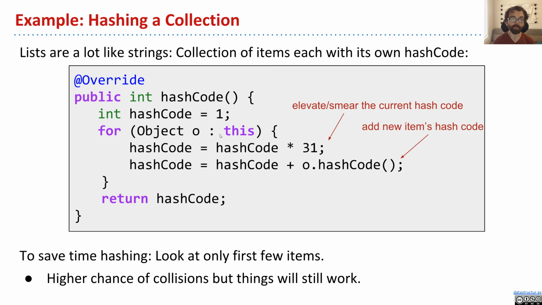Well, what we could do in order to compute the hash code of that entire collection is we could iterate through each object in the collection, and then we could take the existing hash code, multiply it by 31, basically elevating it or smearing it or just bringing it up to the next power, and then adding the new item's hash code. And so this approach will work pretty well, though in practice you'll see that occasionally people will only look at the first 2 items. So instead of iterating through a giant collection of 1,000,000 items, maybe you only do the first 100 or something.